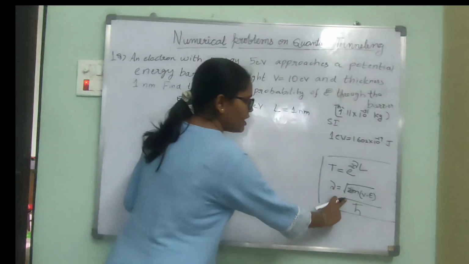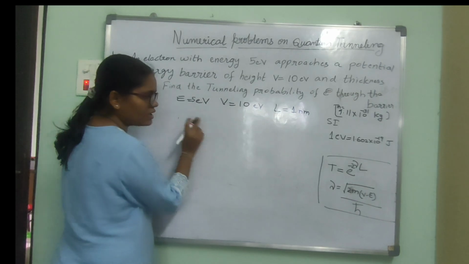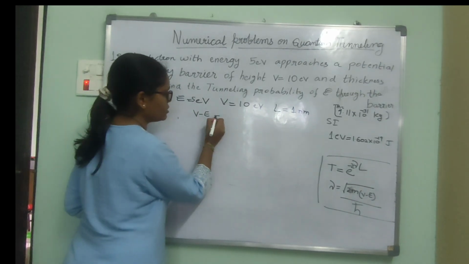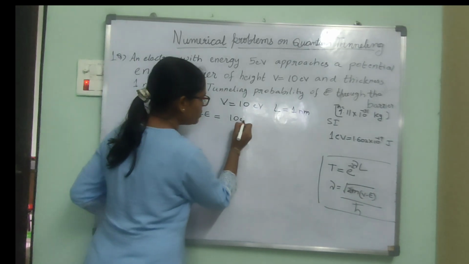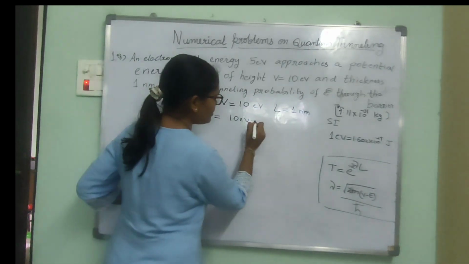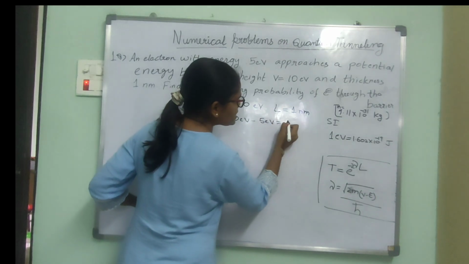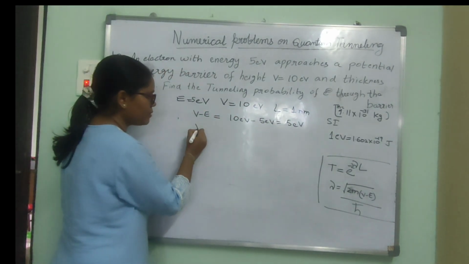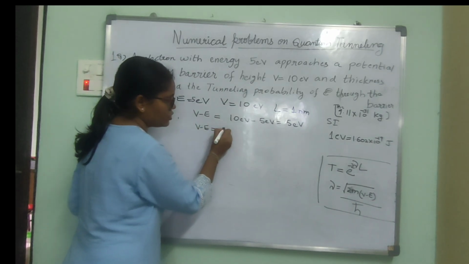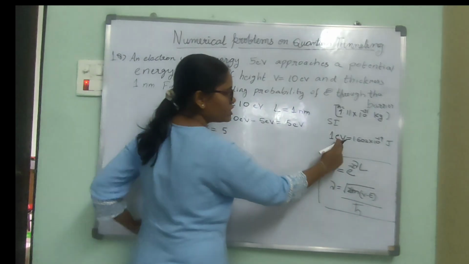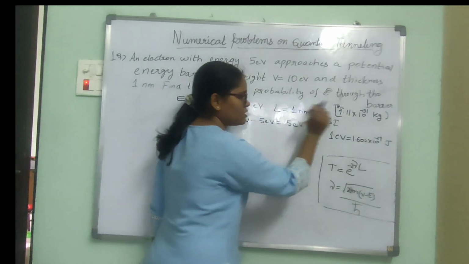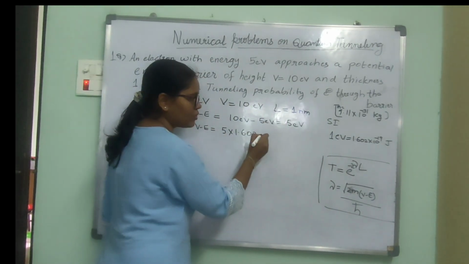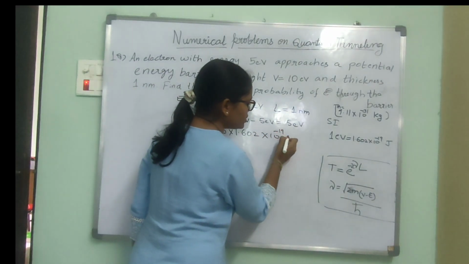Now we will find the value of gamma. Gamma is root of 2m(V minus E) over h cross. First let us find V minus E. V is 10 electron volt and E is 5 electron volt, so the result will be 5 electron volt. Now I have to convert this 5 electron volt into joules. 1 electron volt is 1.602 into 10 power minus 19 joules, so 5 electron volts will be 5 into 1.602 into 10 power minus 19 joule.